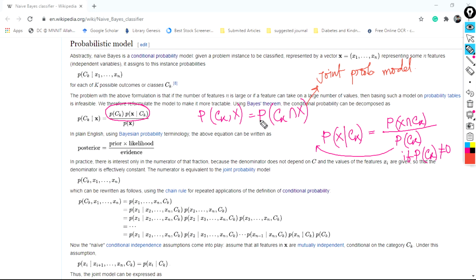So now we are interested in calculating this term only. Both things are equivalent. We are avoiding our denominator term; we are not interested in it. We are just interested in this term, which is the joint probability model. So now we are simply interested in this term.